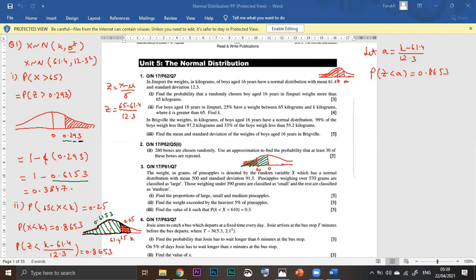Can the area on the left of A be 86%? This green area is 50%. Can the red area be 86%? No, it should be smaller. It cannot be. It should be less than 50%. It cannot be 86%. Now we came to know that A is positive. Should I repeat, Mila?